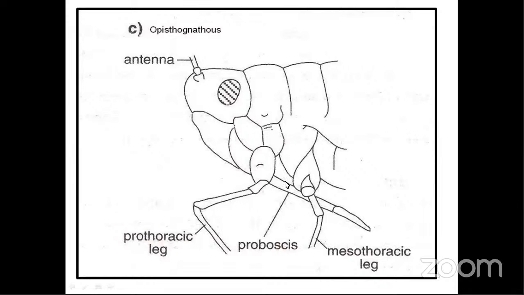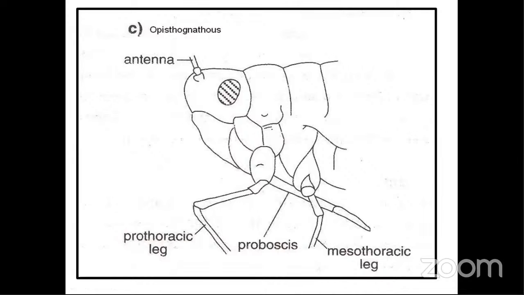So mouth parts are in between the legs. In front of the legs, mouth parts are there. In case of bugs, piercing and sucking type of mouth parts is there. In case of bugs, it looks like prognathous, but mouth parts are directed backwards and held in between the forelegs.